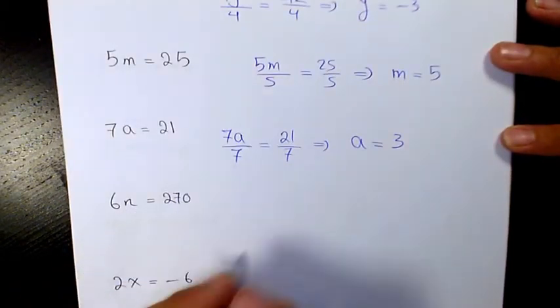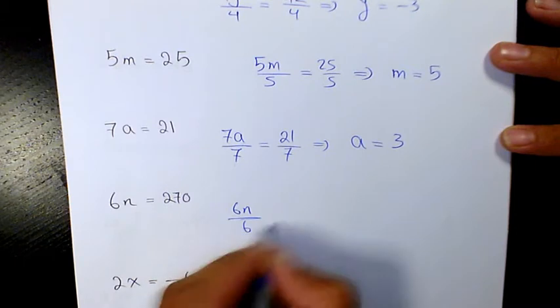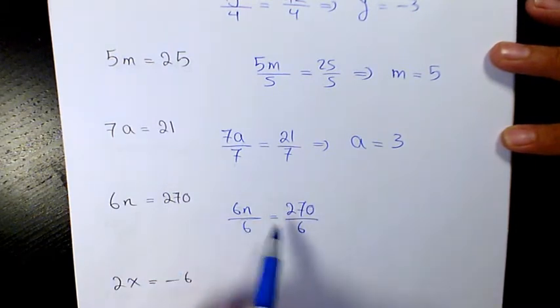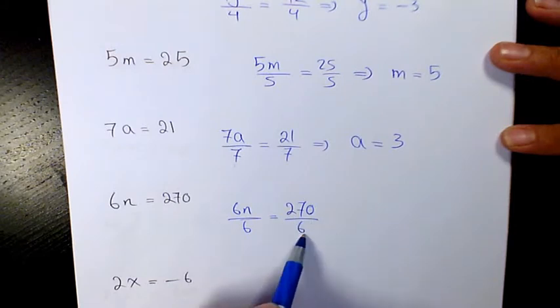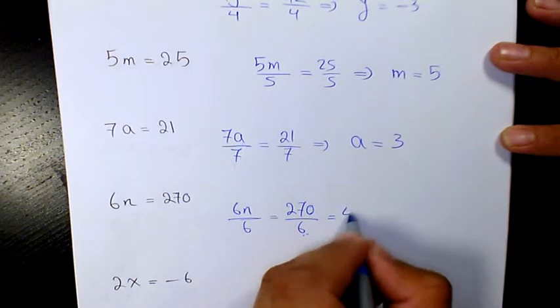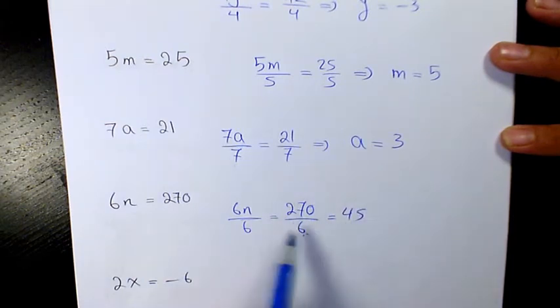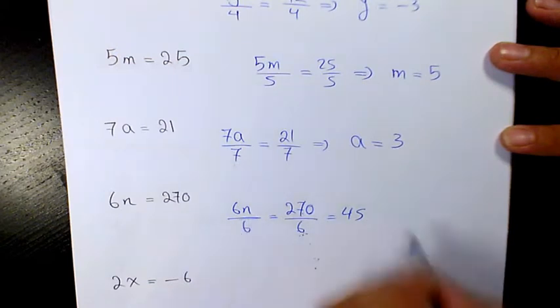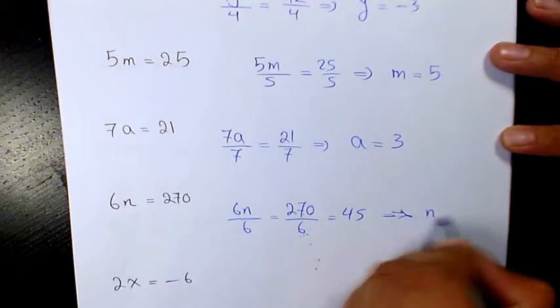6n equals 270. In order to isolate n, we need to have 270 divided by 6. 270 divided by 3 is 90. One more time, we need to divide it by 2, which is going to be 45. See, you don't need to use the calculator. One more time, 6 is 3 times 2. So 270, you need to divide it by 3, then divide it by 2. 270 divided by 3 is 90. Divided by 2 is going to be 45. So 270 divided by 6 is 45. So n will be equal to 45.